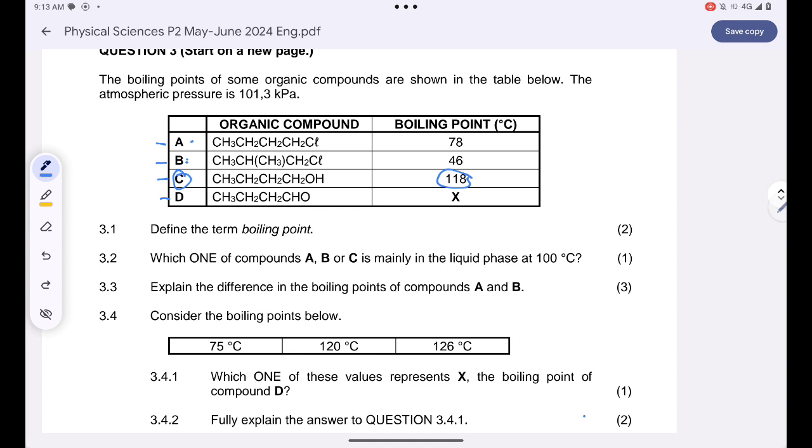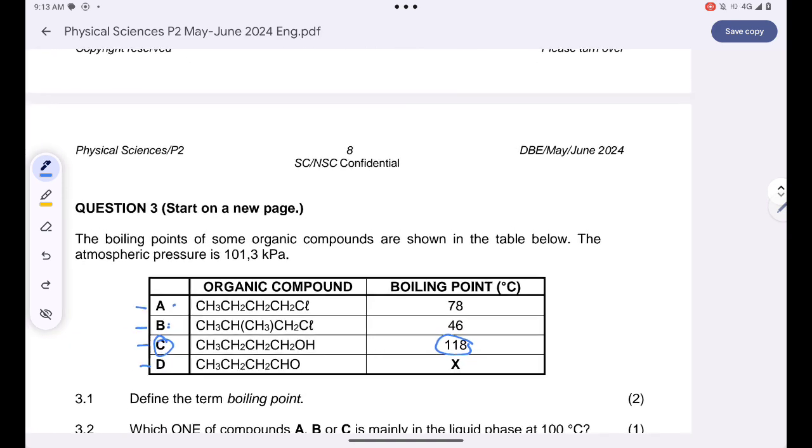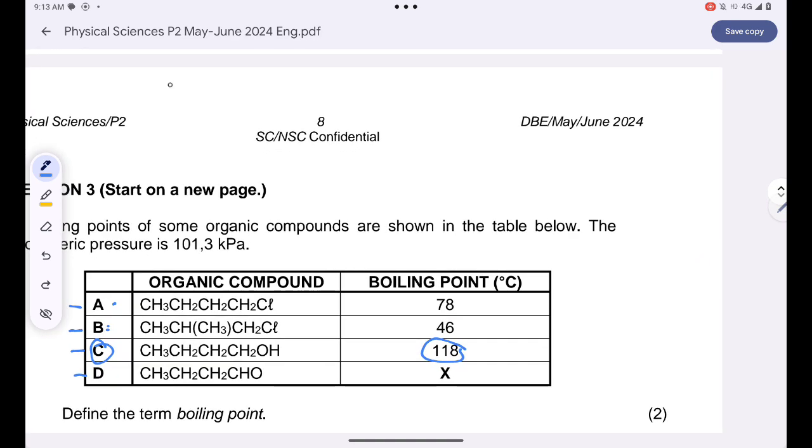Explain the difference in the boiling points of compounds A and B. If we were to draw structures for both A and B, compound A will be over here. We have 1, 2, 3, 4. It's a straight chain haloalkane with 4 carbons, and it has our halogen at the terminal over there. It's a primary haloalkane. And then compound B would be like this, and also has chlorine over there.